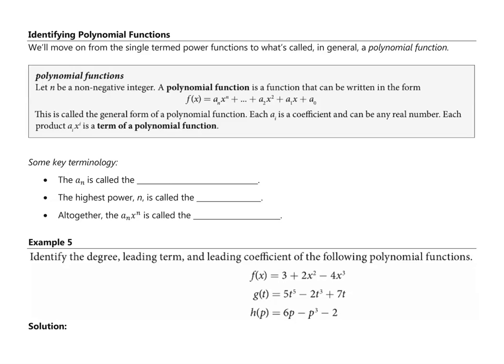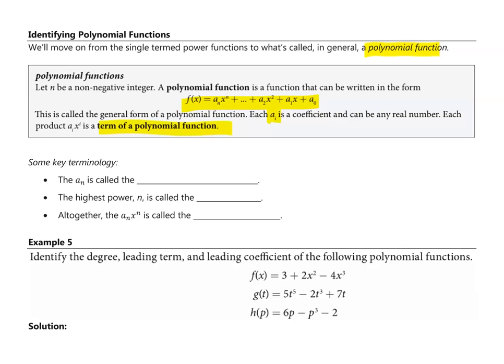All right. Next section, identifying polynomial functions. We'll move on from the single term power functions to what's called in general a polynomial function. So earlier we talked about power functions, and those are all single terms. Next, a polynomial function is a function that can be written in this form, and this is called the general form of the polynomial function. Each a sub i is a coefficient and can be any real number. Take note of that. Each product a sub i x to the i is a term of a polynomial function.